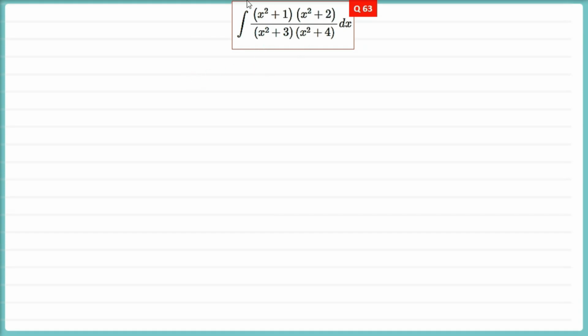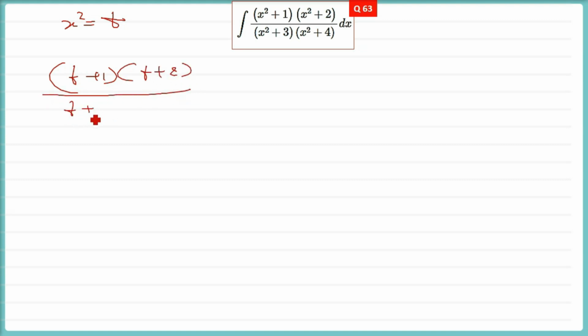Now next question, there are so many x squares here. First we'll take them as an alias, that is x square as some t or p, but still we have the similar power in the numerator and denominator. For that we need certain division. Let's see how it shapes. When we take x square equals t, we are not differentiating it, we are just taking an alias, a different name for x square, and that x square is called t here.